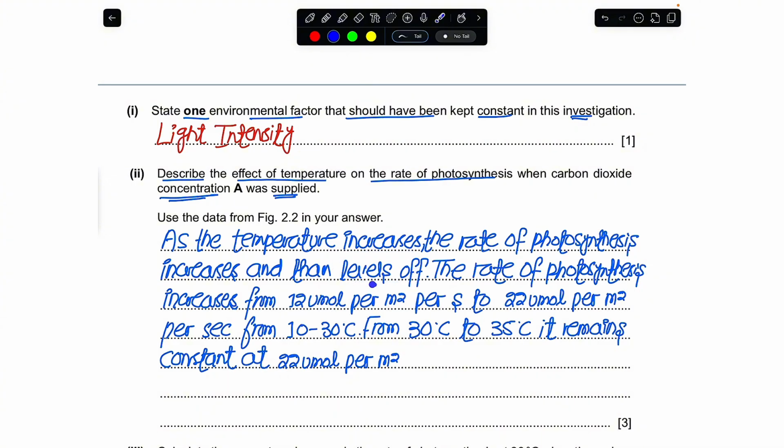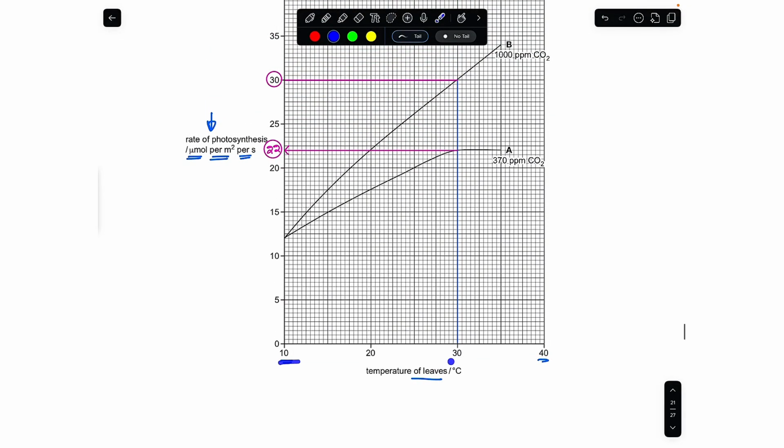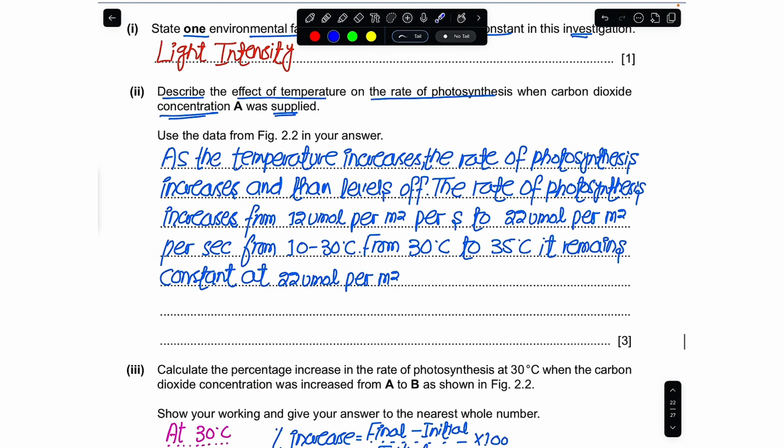And the rate of photosynthesis increases from 12 micromole per meter square per second to 22 micromole per meter square per second from 10 to 30. Simply from 10 to 30, I have quoted this value. This is being increased from here and then coming till here. And then beyond 30 degrees centigrade, the rate of the photosynthesis would level off, attain a plateau, or become constant at 22 micromole per meter square per second.